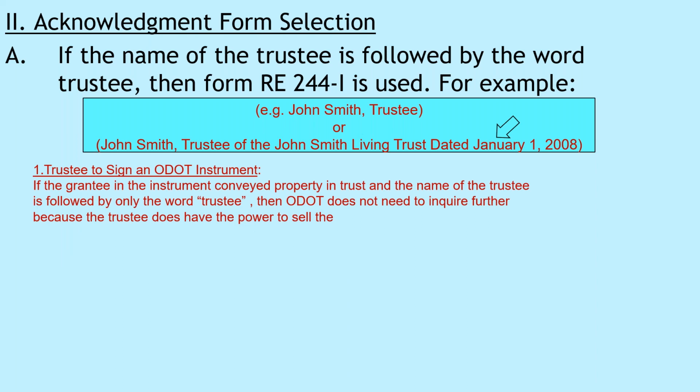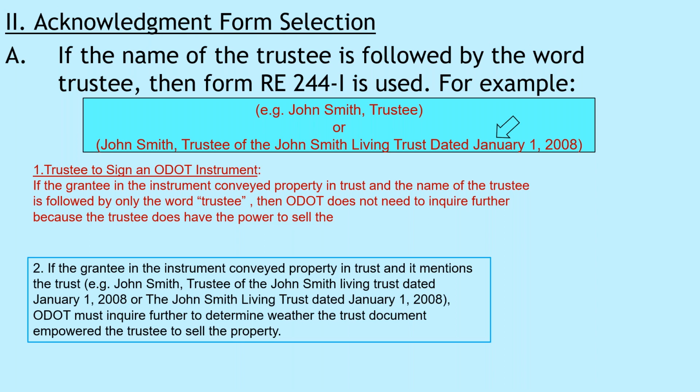Trustees to sign an ODOT instrument. If the grantee in the instrument conveyed property in trust and the name of the trustee is followed by only the word trustee, then ODOT does not need to inquire further, because the trustee does have the power to sell. And so there's an example again with the John Smith Living Trust.